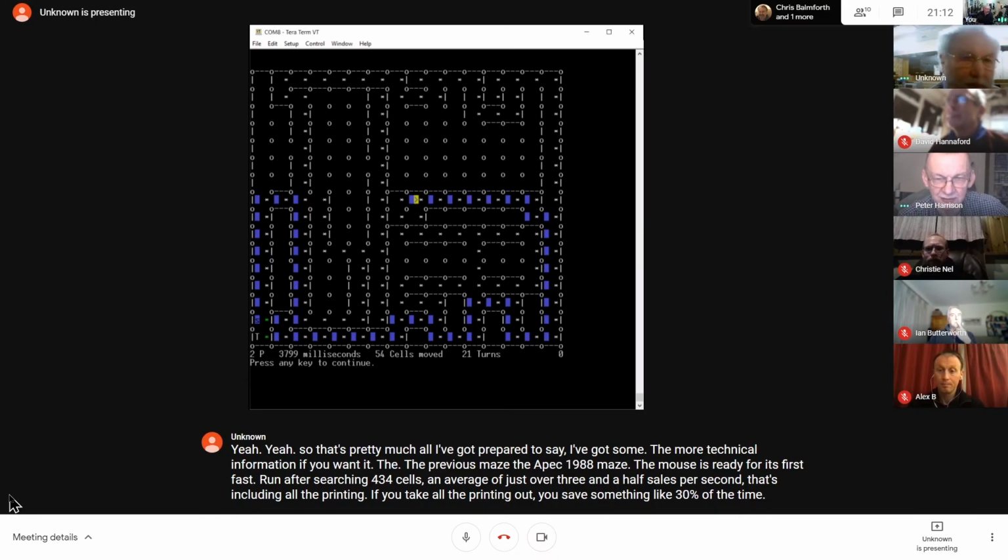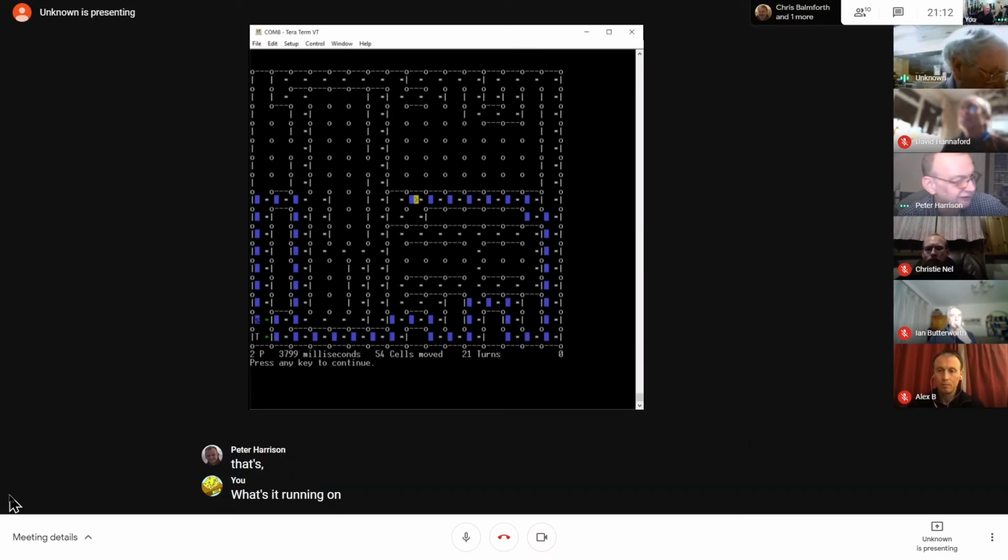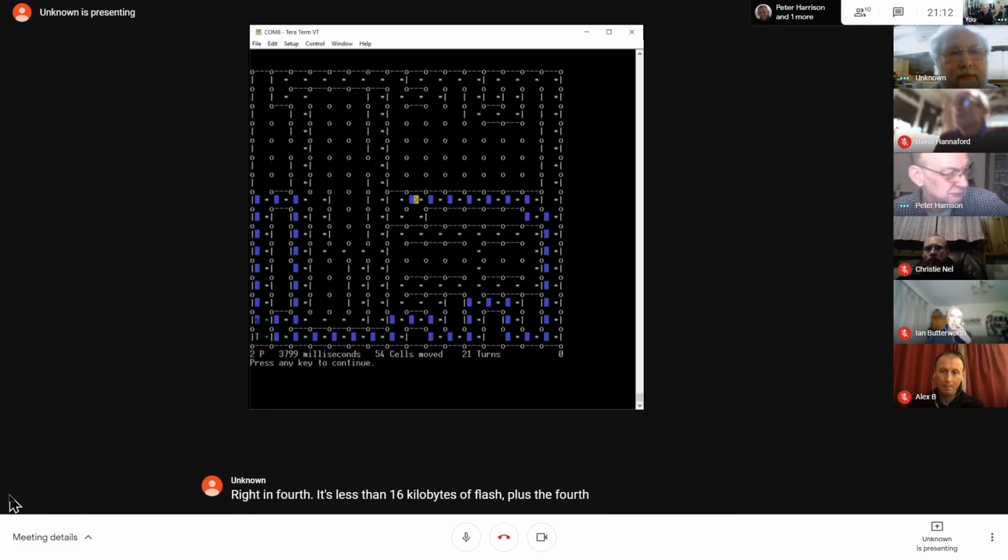What's it running on to run at that speed? This is an ARM M0 Plus at 48 megahertz. It's an STM32F072. Written in Forth, of course. Forth, yeah. What other languages are there? Right. In Forth, it's less than 16 kilobytes of flash, plus the Forth nucleus.